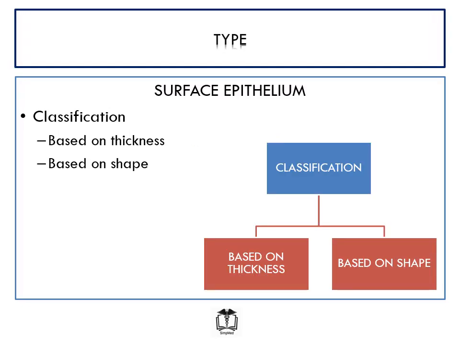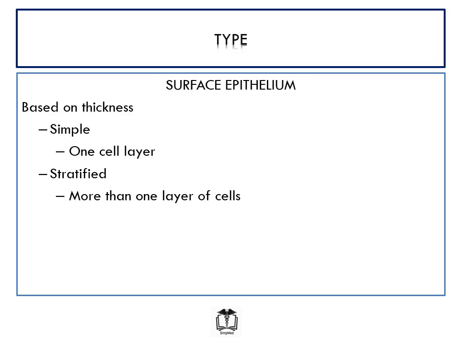How do we classify surface epithelium? There are two major ways we can classify surface epithelium. We can classify based on the thickness, or we can classify them based on the shape. When we classify the surface epithelium based on thickness, we have two major forms. We have the simple surface epithelium.